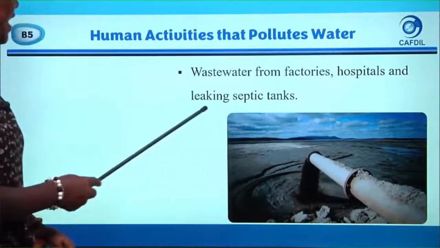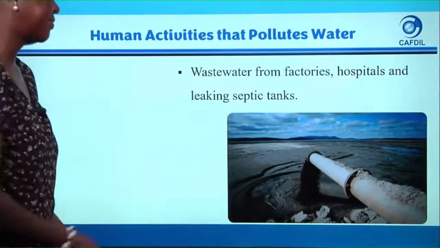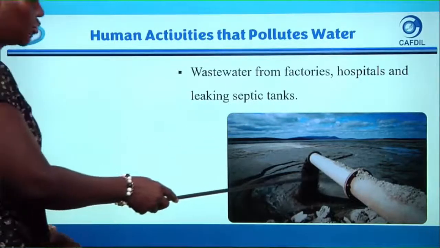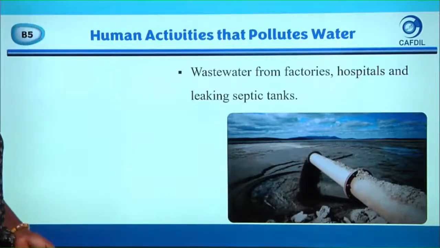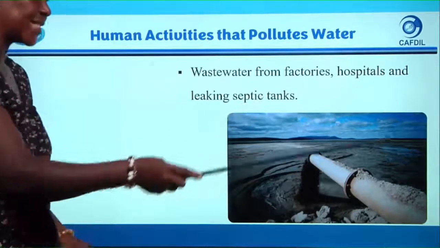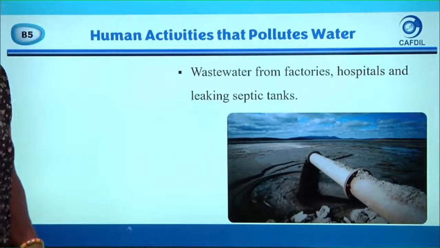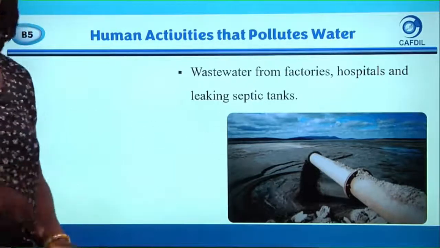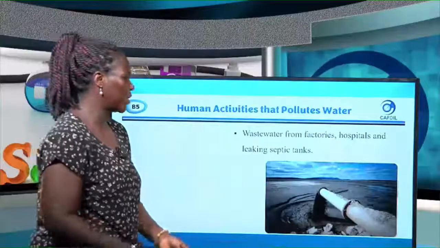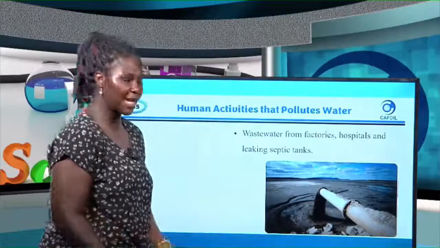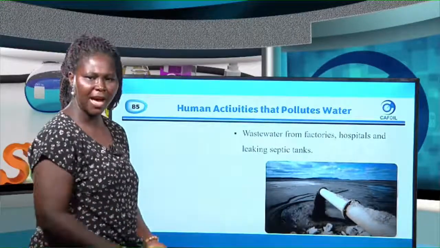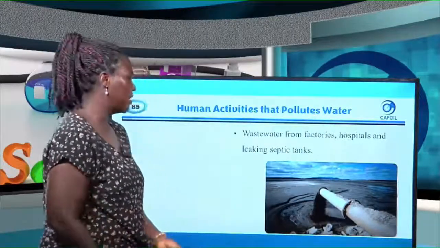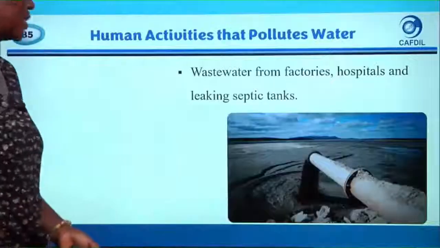Wastewater from factories, hospitals, and leaking septic tanks gets into our water bodies. From factories, they are waste. Chemicals are in it. They enter into our water bodies. It will make the water unsafe for use. The chemicals are harmful.